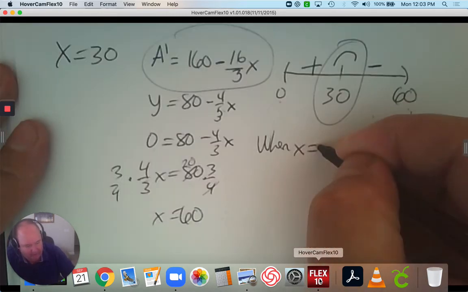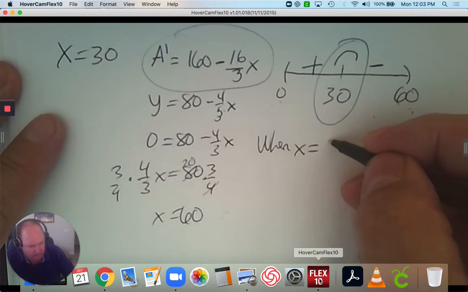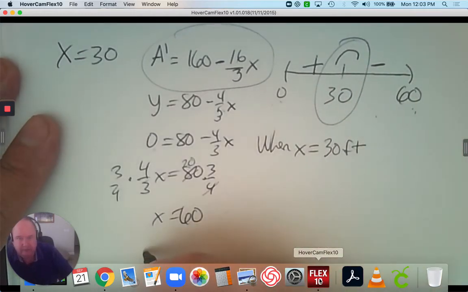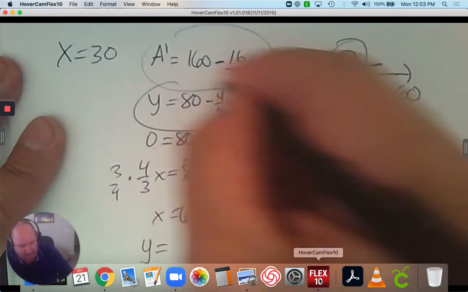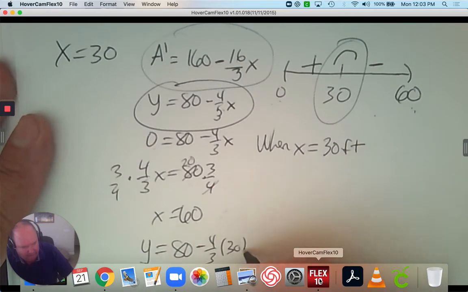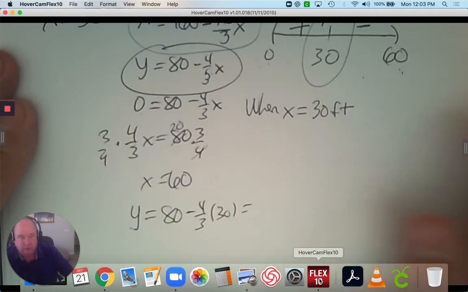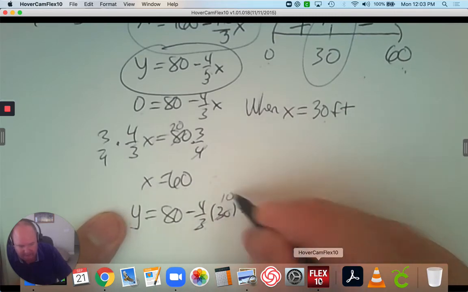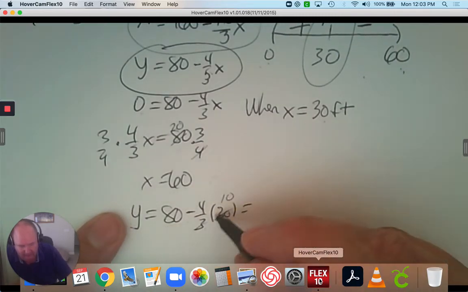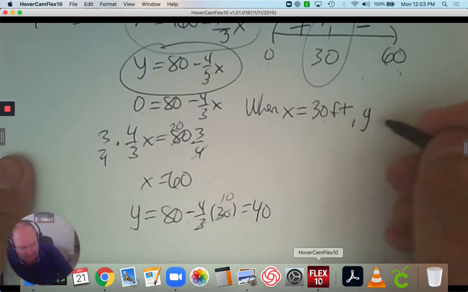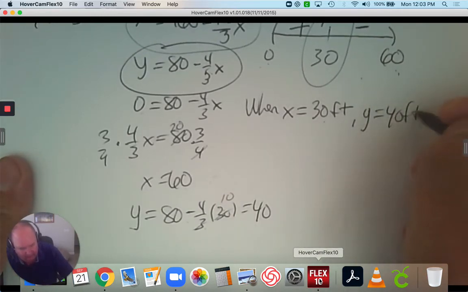So when x equals 30 feet, did we find y? We didn't find y yet, so I need to find the y value. So I come back here. To find y, I plug in 30 for x. So we found x to be 30. Plug in to find the y. So 3 goes into 30 10 times. So it's 80 take away 40. So that means when x is 30 feet, y is 40 feet.